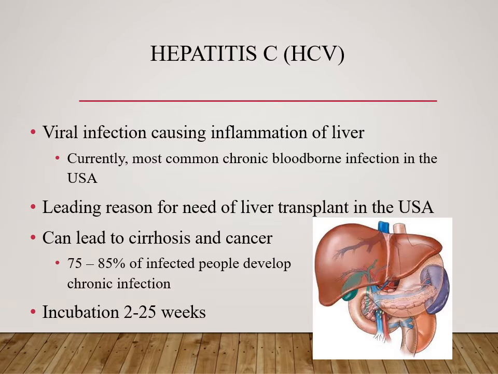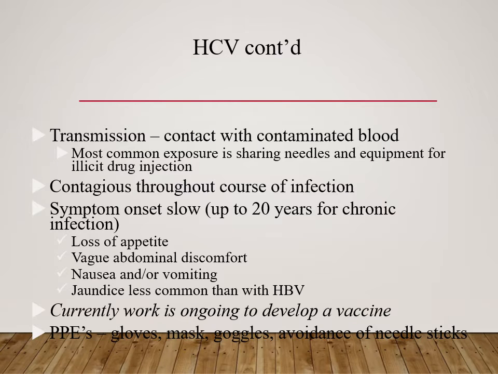Hepatitis C. Hepatitis C is a viral infection causing inflammation of the liver. It is currently the most common chronic blood-borne infection in the U.S. It is the leading reason for the need of liver transplant in the U.S. It can lead to cirrhosis and cancer. The incubation period is 2 to 25 weeks. It is most commonly transmitted by contact with contaminated blood.